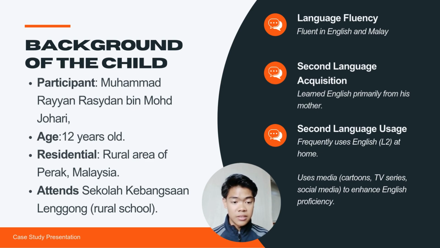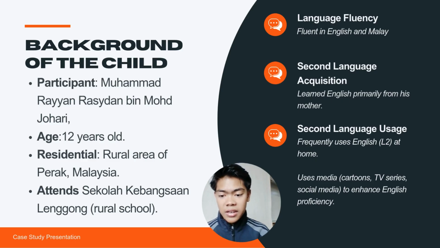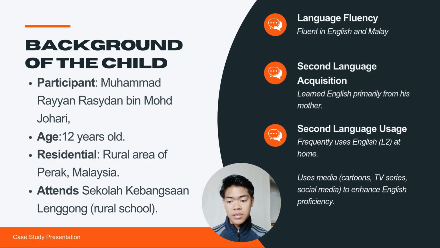Now, since English is the primary language spoken in the family home, Ryan primarily uses his L2 when speaking, writing, listening, and reading, which are the basic four skills. And he rarely uses his native Malaysian language. In addition, Ryan uses media channels, including cartoons, TV series, social media like YouTube and TikTok, and even games to improve his L2 proficiency.